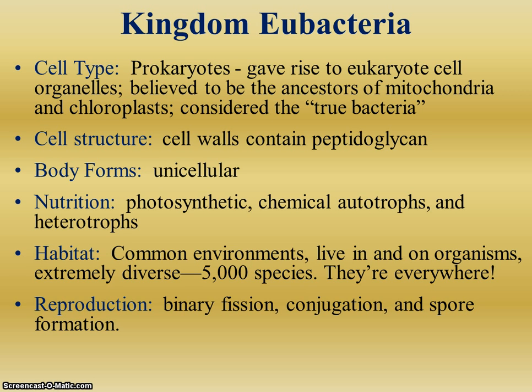They're very diverse. Okay, there's over 5,000 species of different types of eubacteria, or the common type of bacteria. They can reproduce through binary fission, like archaebacteria can, but they can also reproduce through sexual reproduction, like using conjugation or spore formation.